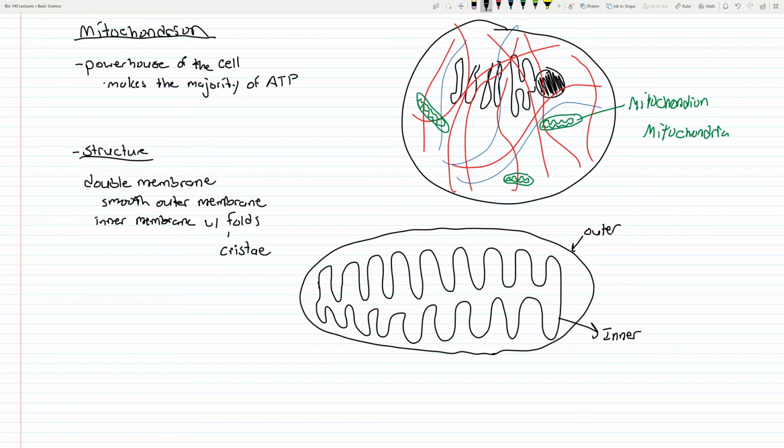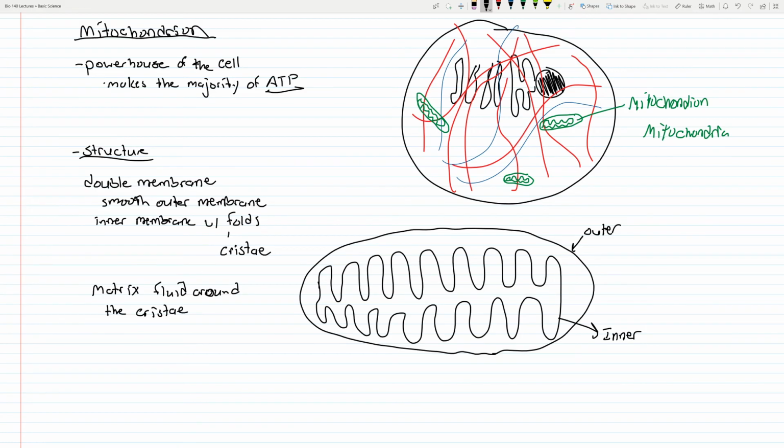Now we have the matrix. The matrix is the fluid around the cristae. All right, and so we've already said what its job is. It is to take chemical energy from the food that you eat and produce ATP. That's its job.